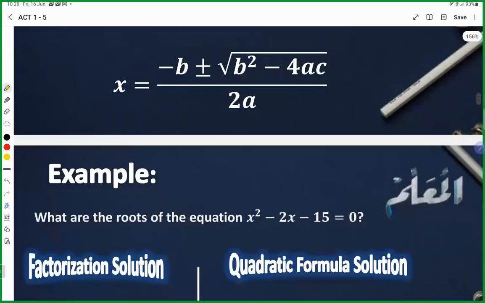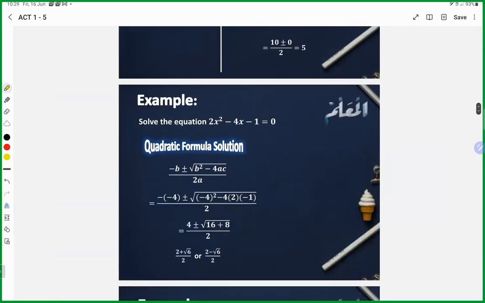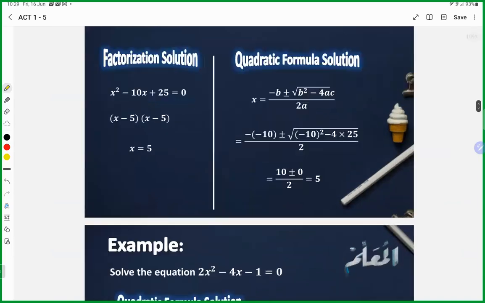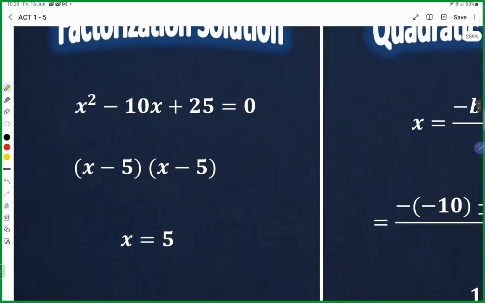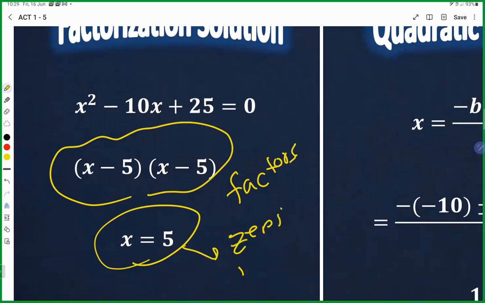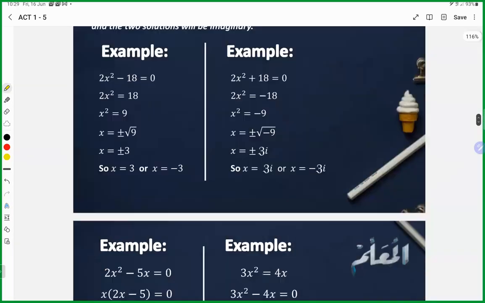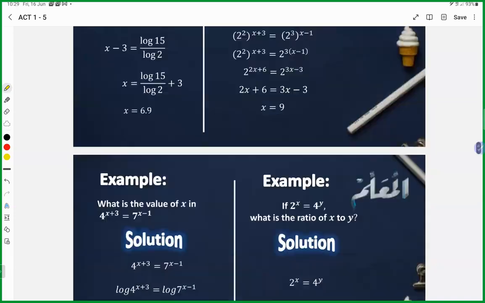Fine. Quadratic factorization. Just remember something. In the quadratic, if you factorize a quadratic equation, we call those factors, and we call these zeros or roots. That's the name, okay? Or sometimes we call it solutions. Fine. Skip all of this now.